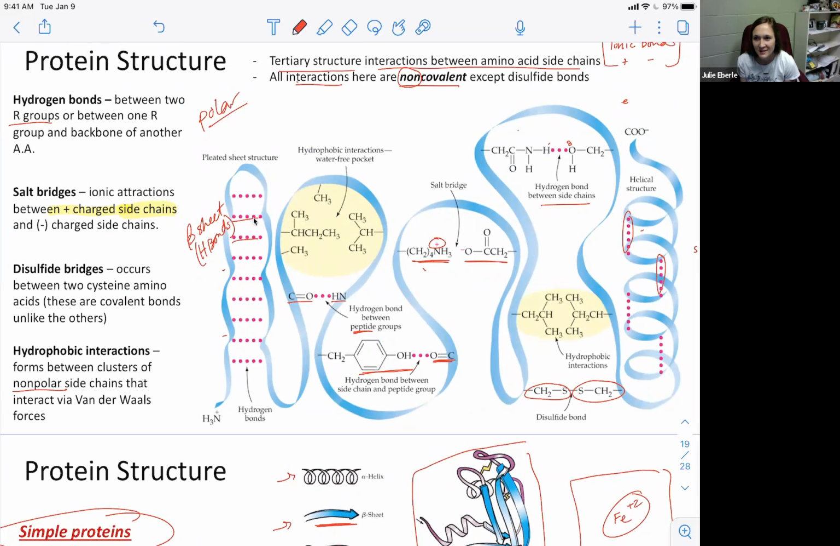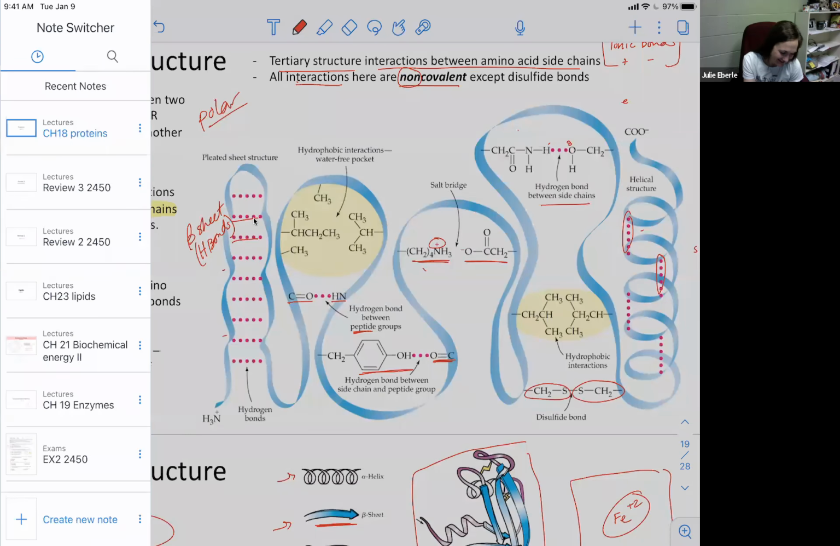Did I miss the joke? Cassidy's smiling. Okay.